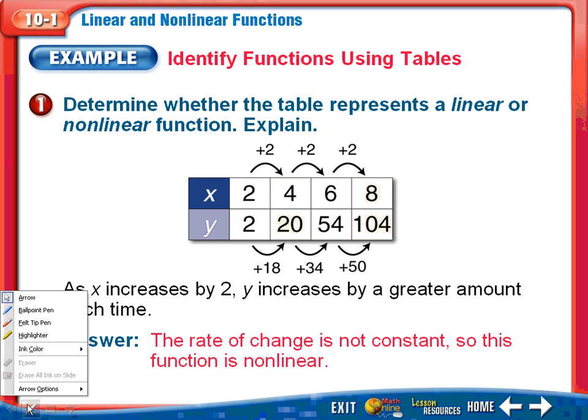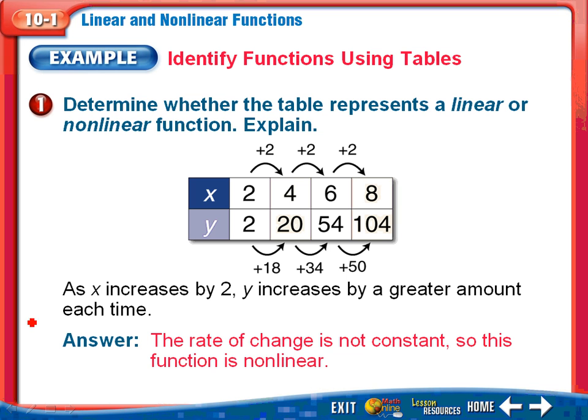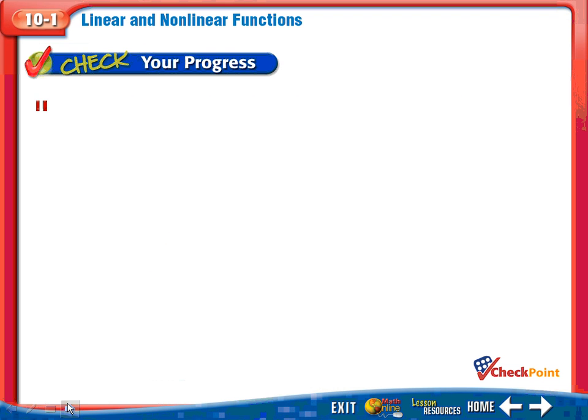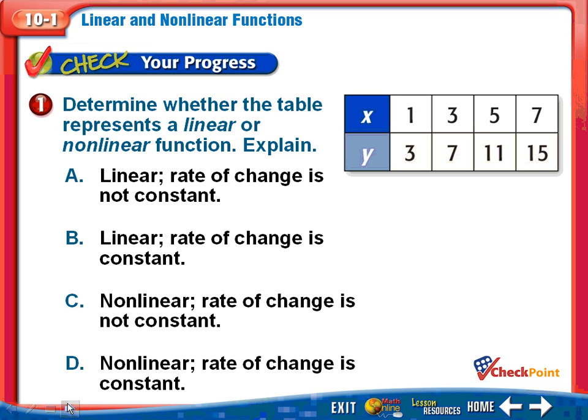If I were going to do this, I would write m is equal to the change in my y's over the change in my x's. So I would have 18 over 2, which breaks down to 9. I would have 34 over 2, which breaks down to 17. And then, of course, 50 over 2, which breaks down to 25. So you can see that that is not a constant rate of change. Again, I emphasize it's the change in the y's over the change in the x's. So now it's your turn.